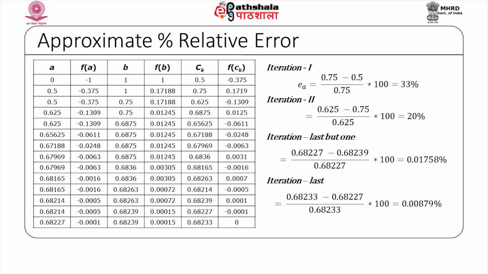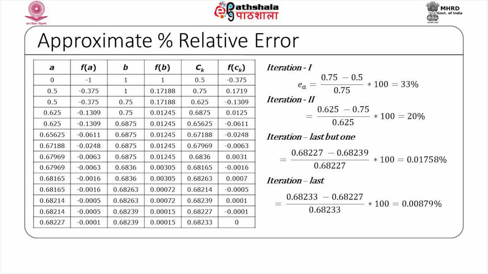Again, in the next iteration, the current estimate is 0.625; be focused on the Ck column. So, in the third row 0.625 is the current estimate, and the previous estimate is 0.75. So, the ratio is approximate error 0.625 minus 0.75 divided by the current estimate 0.625, and this into 100 gives you 20% error. And this is how the method goes on. Each time, you can check the relative error. Now come to the last 3 rows.